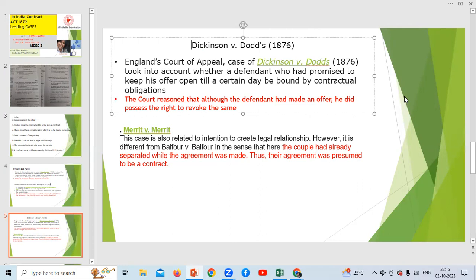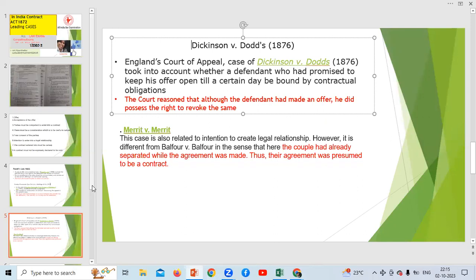आणि आता पुढची जी केस आहे मेरिट वर्सेस मेरिट, सिमिलर आहे बॅल्फोर वर्सेस बॅल्फोरच्या केसची, म्हणून ही मुद्दामून घेतलेली आहे आणि सिलॅट मध्ये एकदा आलेली आहे ती. This case is also related to intention to create legal relationship. However, it is different from Balfour versus Balfour. Mrs. Balfour नी मिस्टर बाल्फोर वरती त्यांचं जे पर्सनल अग्रीमेंट झालेलं होतं $40 बद्दल, तर ते क्लेम करण्यासाठी फाईल केलं होतं. In the sense, here the couple had already separated while the agreement was made.